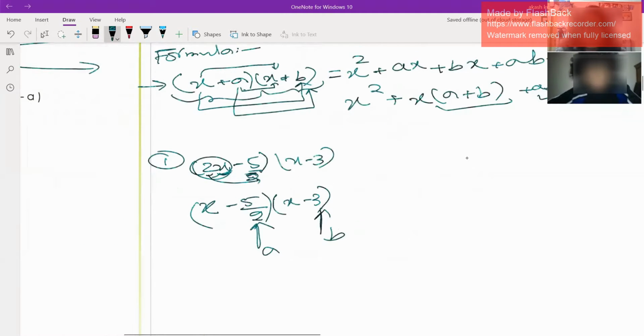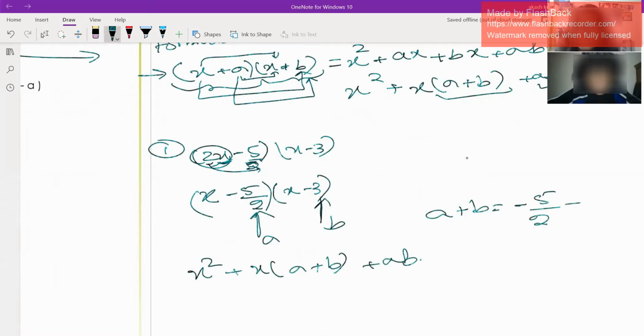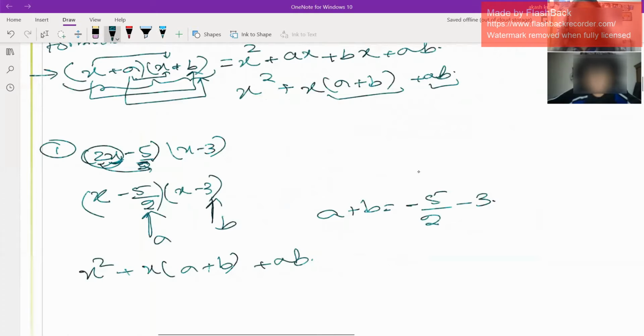Our formula is x square plus x times (a plus b), and a into b. So if we add them, what will it be? A is minus 5 over 2, right? B is minus 3, right? So what will it be? Minus 5 over 2 minus 3? Would it be 8 over 2? No. It's minus 5 over 2 minus 3. Both the terms are with negative sign.